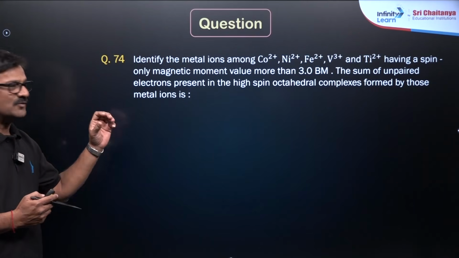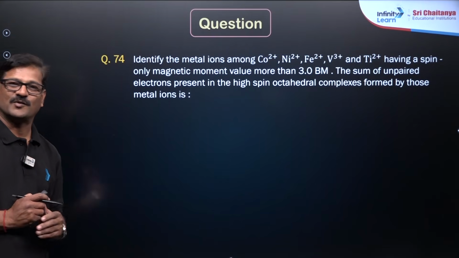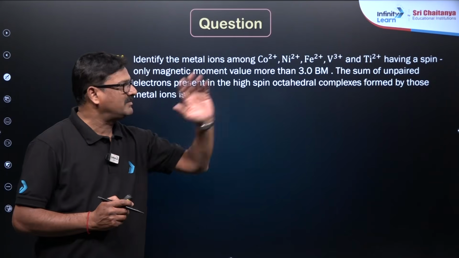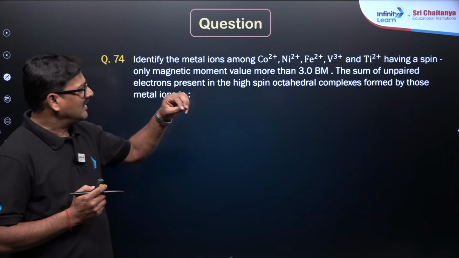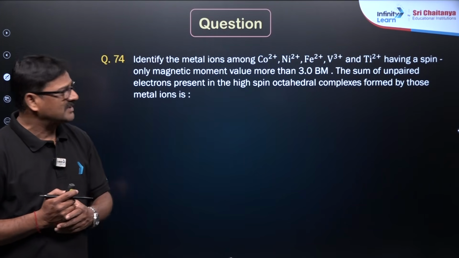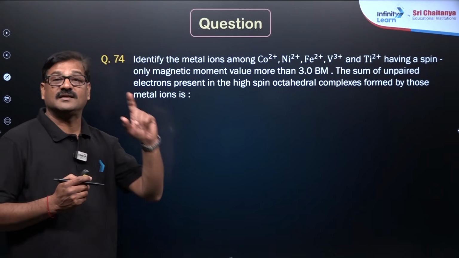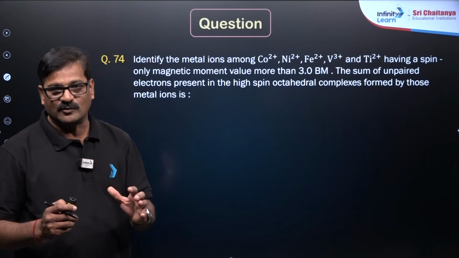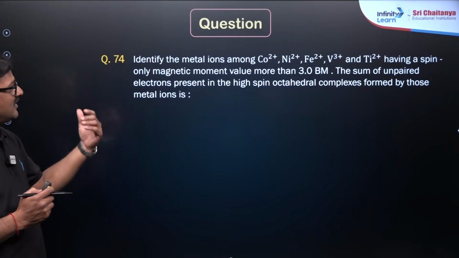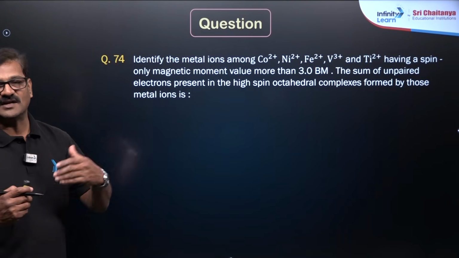Dear children, this is the question based on complex compounds and d and f block elements. So let us see the electronic configuration of transition elements. Identify the metal ions. Here so many metal ions are given: cobalt 2 plus, nickel 2 plus, Fe 2 plus, V 3 plus and titanium 2 plus, having a spin only magnetic moment value greater than 3.0. So it is a quite logical question. You have to be so precise to answer this type of question. So the sum of unpaired electrons present in those whose magnetic moment is greater than 3.